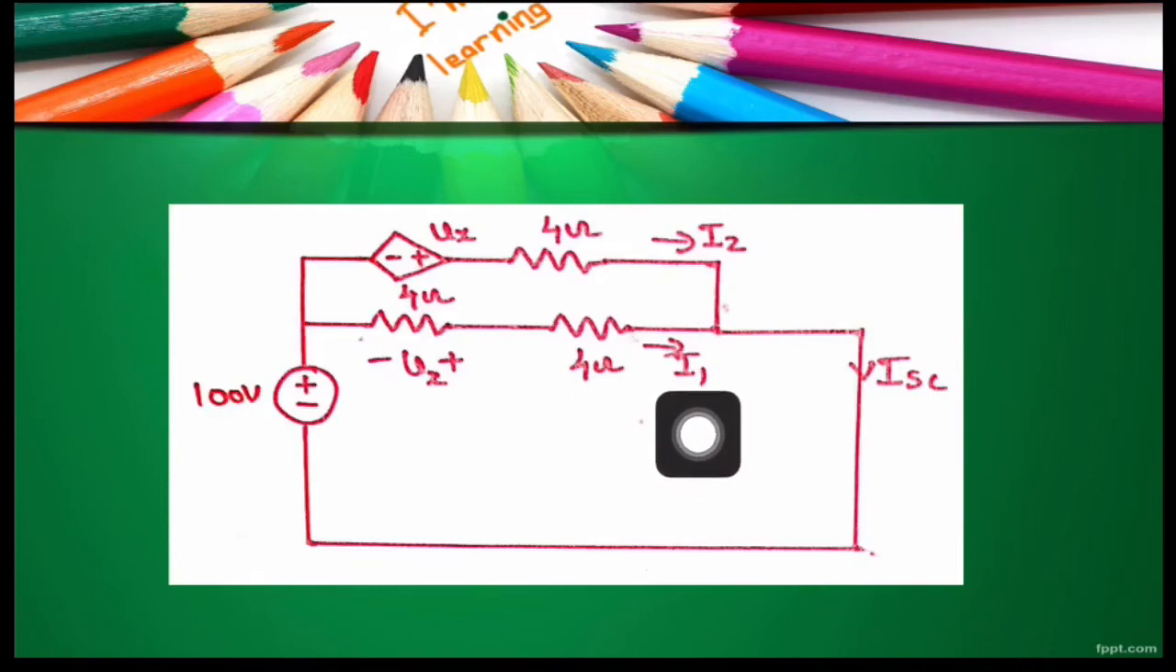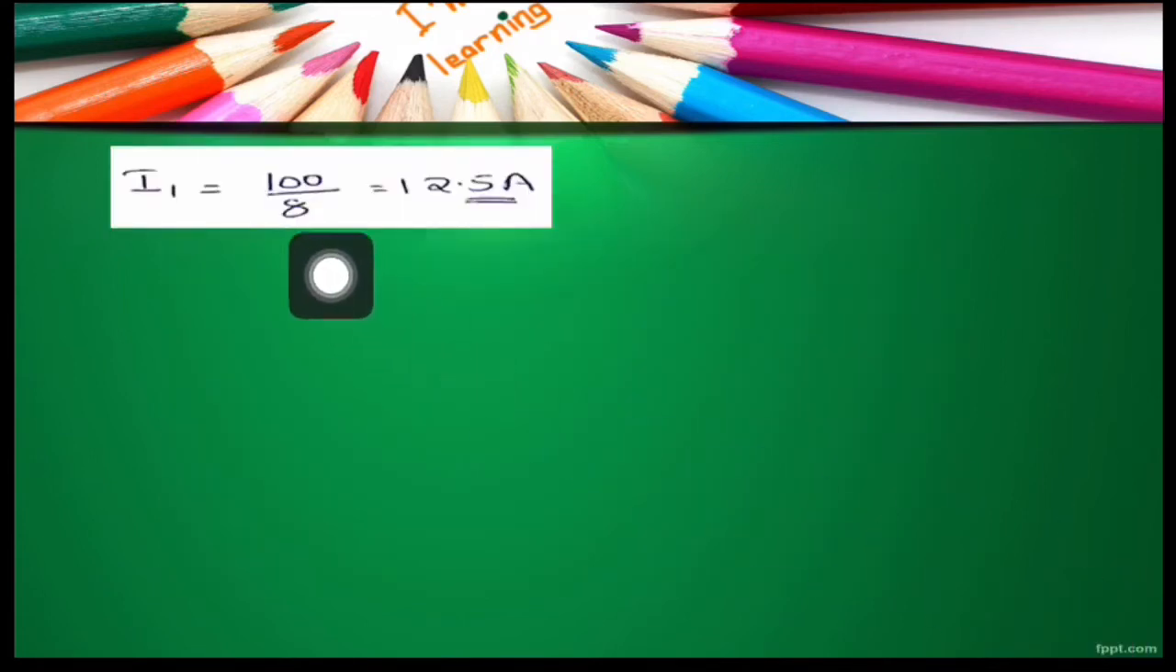Here I1 is defined as the current through these two series connected resistors from left to right. You can see this 100 volt source is connected across this series combination of 4 ohm resistors. Hence we can write I1 is equal to 100 by 4 plus 4. That is, I1 is equal to 100 by 8, which is equal to 12.5 amperes. Clear?